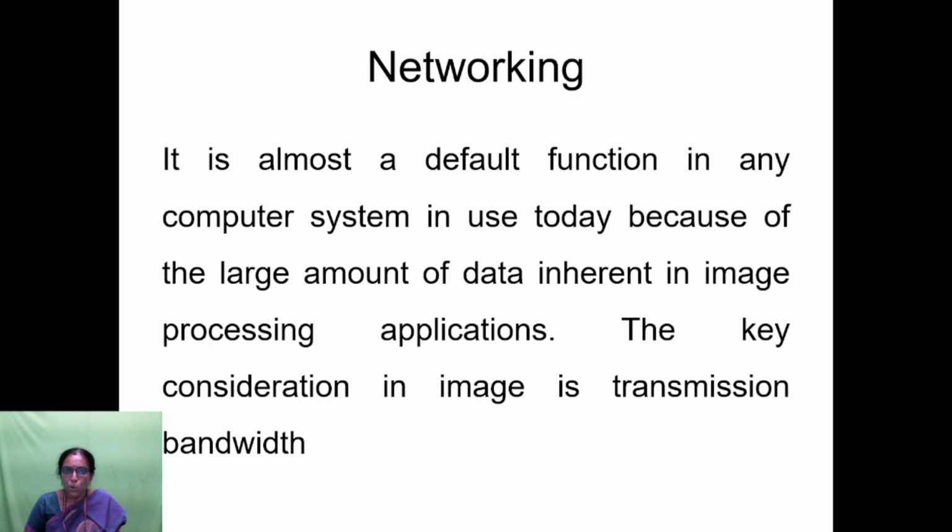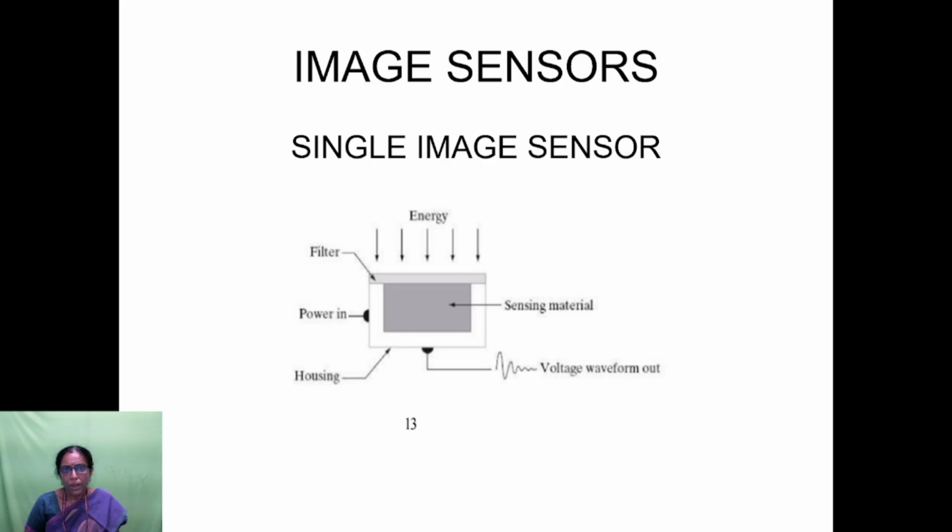Networking. As we all know, if you want to transfer data from one place to wherever we want to access the images, networking is very much essential. This is the key consideration, and bandwidth is the requirement for the networking of images. Next we are going to see the image sensors, starting with the single image sensor.